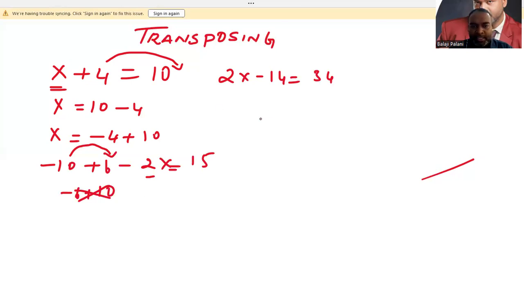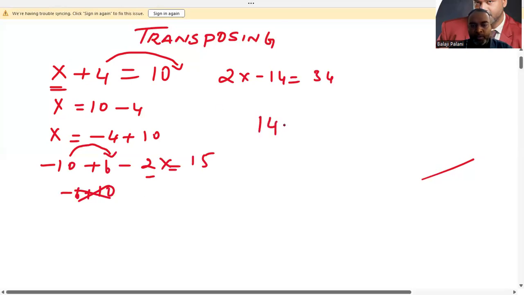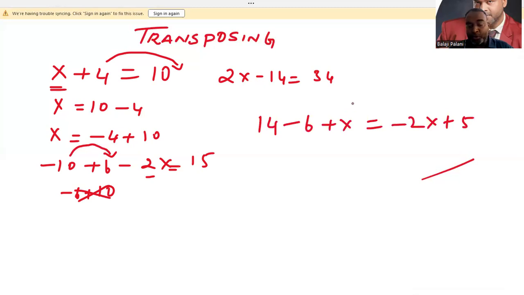Let's have another example like this. 14 minus 6 plus x is equal to minus 2x plus 5. See, some random numbers I'm generating instantly. So what are you supposed to do here? x on one side, numbers on the other side.